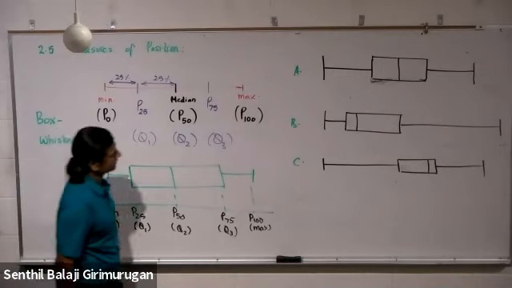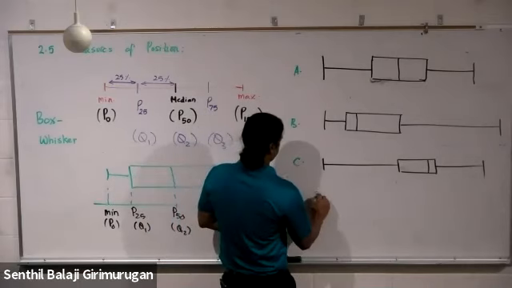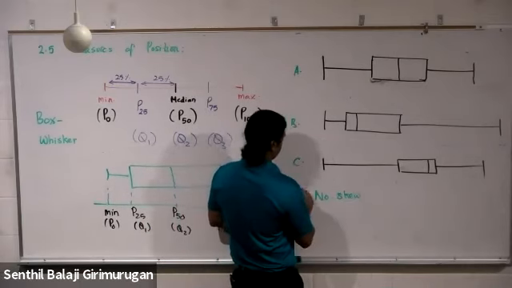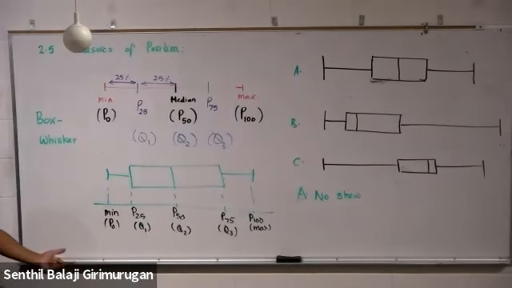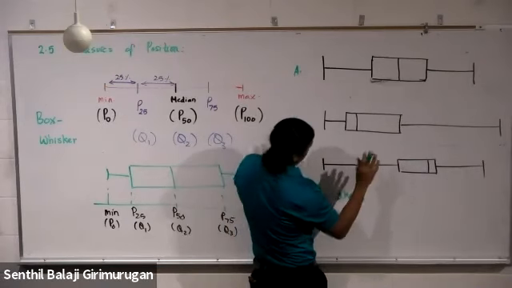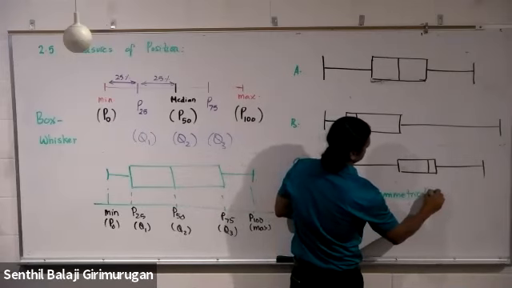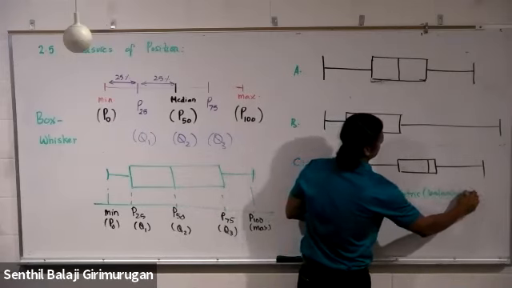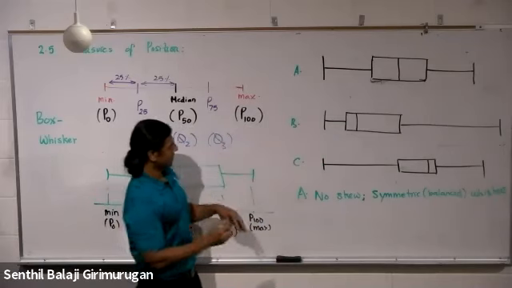Of the 3, which has no skew? A. Now, how did we determine that? Symmetric. What is symmetric? The whiskers. The length here and the length there are kind of identical. So, balanced whiskers.